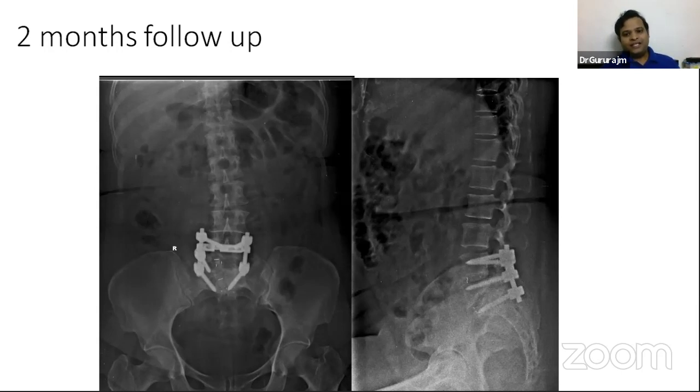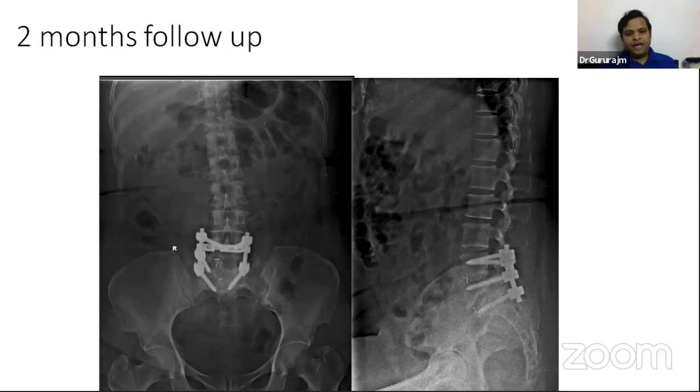Regarding your crosslink, I would use a crosslink here because there is no L5 screw on the left side, so the rod is going directly from L4 to S1. I would want a stronger construct. If I had had a good purchase in the left side pedicle also, I wouldn't have used a cross connector. But because in this case we couldn't have a pedicle on the left side, we had to use the cross connector. Okay. Yes, Guru Raj, please.